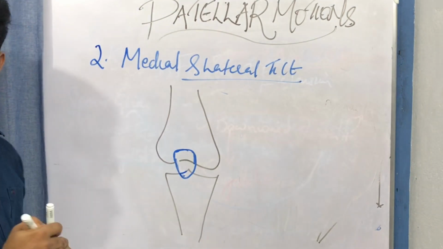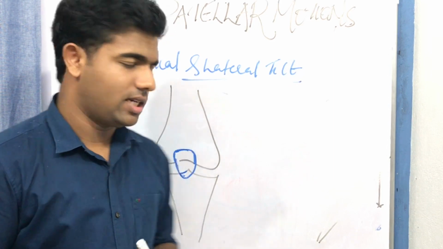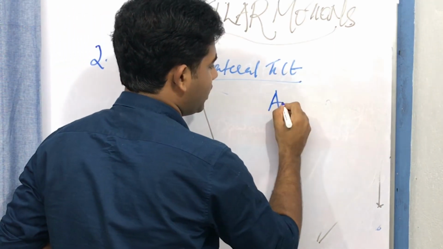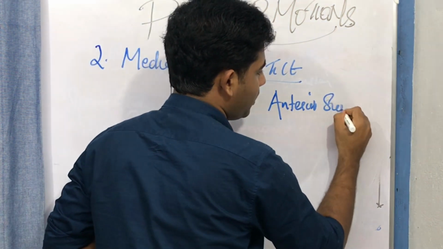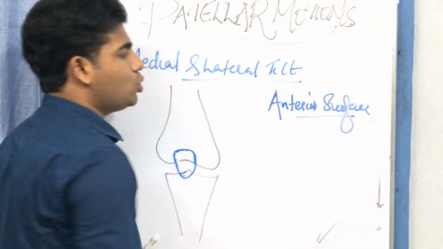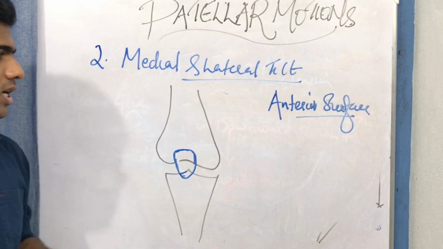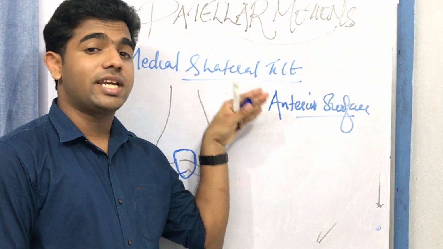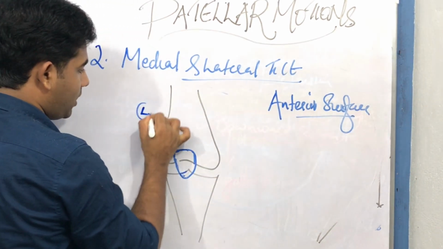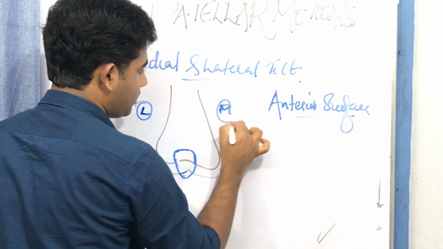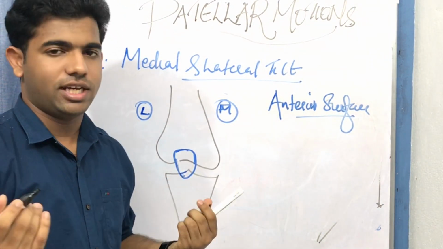Now, what is medial tilt and what is lateral tilt? Tilting is always given with the reference point taken as the anterior surface of the patella. I told you the patella has two surfaces, the anterior and posterior surface. This surface of the patella is known as the anterior surface. So the movement of the anterior surface is always taken as the reference point for tilting movement. And this is the lateral femoral condyle, this is the medial femoral condyle.